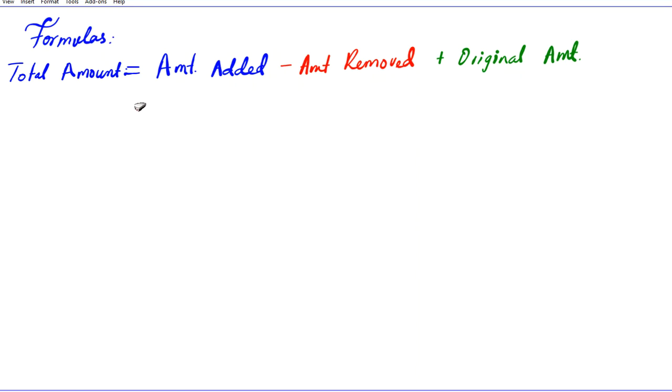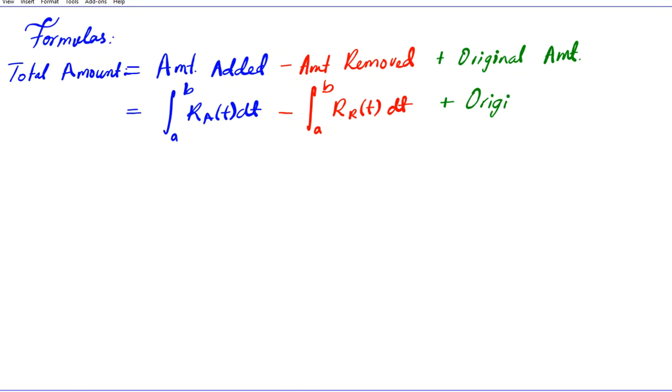Since you're given the rate functions as your starting point, how do you compute the amount when you're given rates? This is how you do it. The amount added is simply the accumulation from a to b of the rate of addition function with respect to time, dt, minus the accumulation, or the definite integral from a to b, of the rate of removal function. And then you add on, this is very important, most students forget it: don't forget to add on the original amount. How much did you start with before you started adding and removing stuff like bananas?